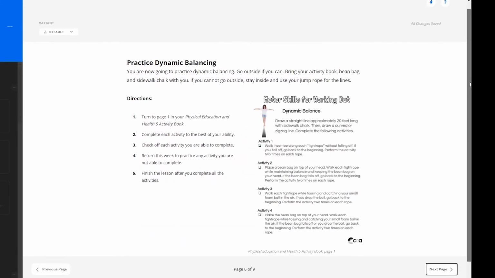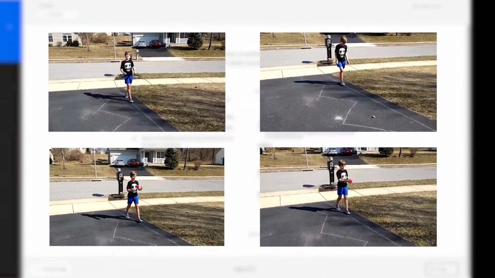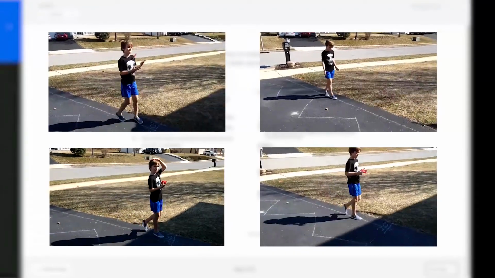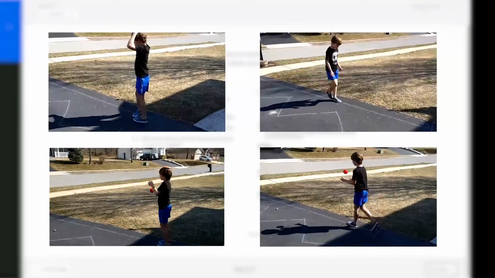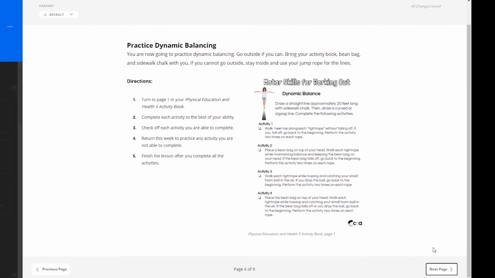Learners now will use their Physical Education and Health 5 activity book to practice dynamic balancing. As learners complete each activity to the best of their ability, they are to check off each one. If any of these activities are too challenging for the learner, they are encouraged to return to them later in the week to try them again.